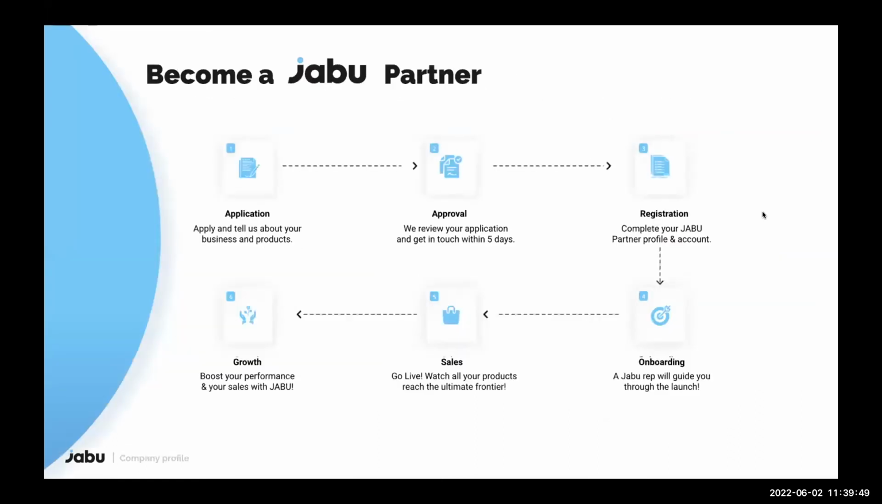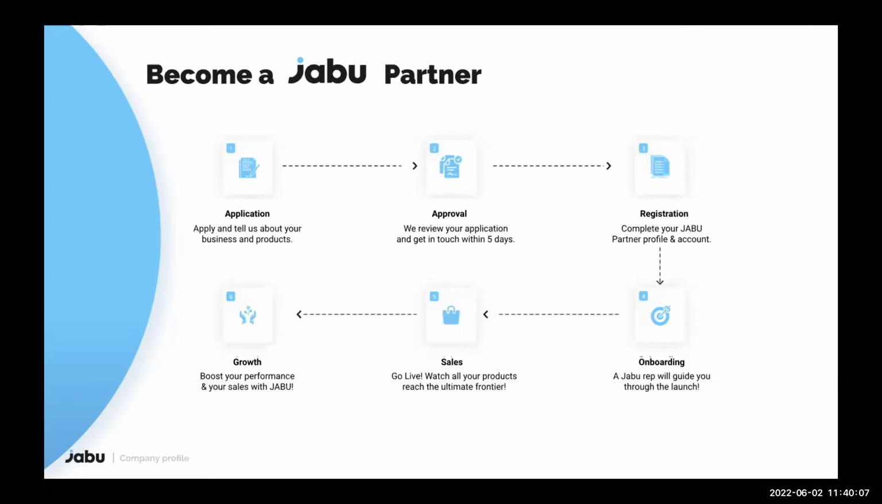Hopefully what you're all thinking is, well, this all sounds great. How do I become a JABU partner? And so this is a little bit about the process that we have in place. There's an application where you tell us about your business, the products that you sell, where you want to distribute, and we review that application and get in touch with you on next steps and how we move forward.